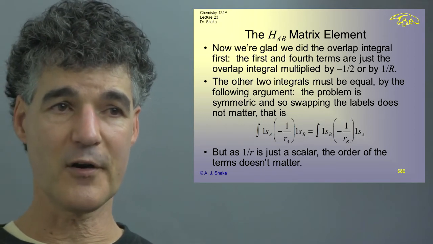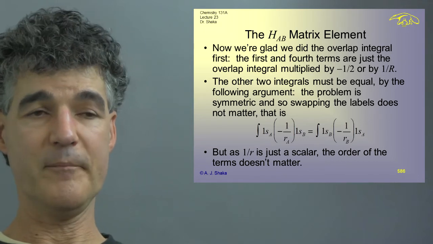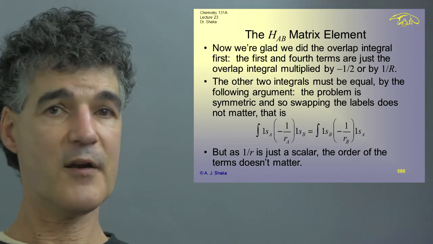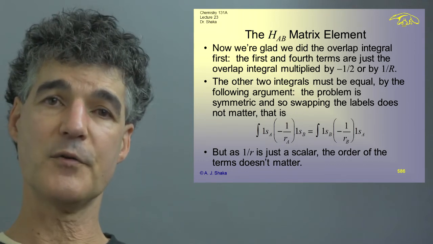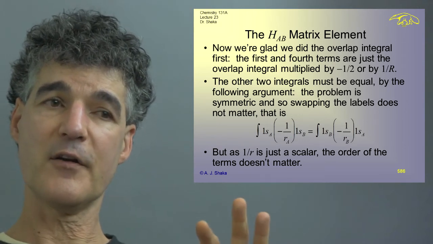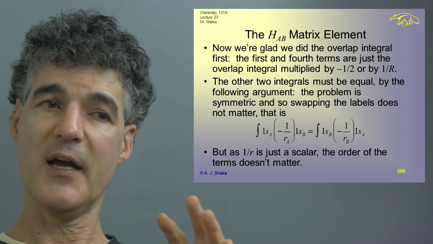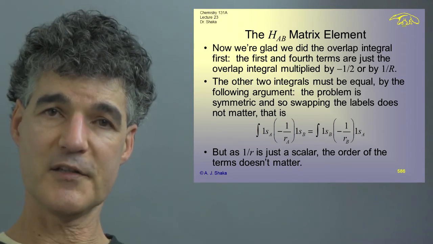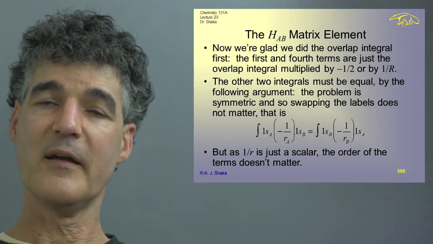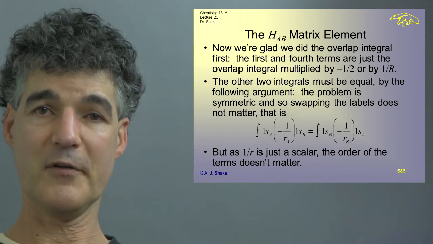That's half as much work. Well, why are they the same? Here's why. The problem is symmetric. There are 2 protons. It doesn't matter which one we're calling A and which one we're calling B. Therefore, whatever the value of that integral is, if I integrate 1SA times minus 1 over RA times 1SB, and I just change A and B, they have to be the same because it's exactly the same integral.